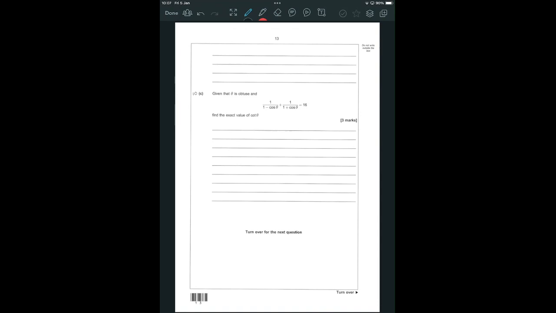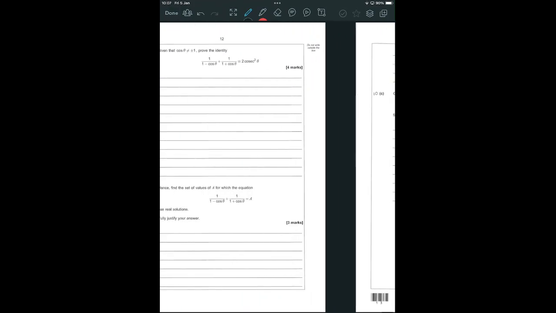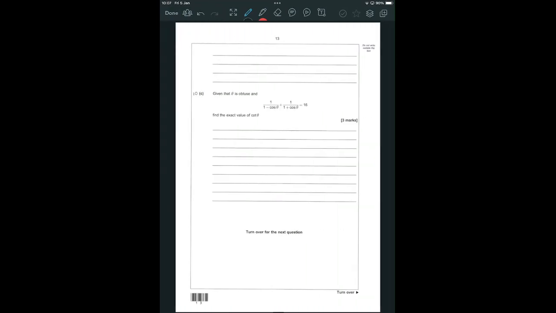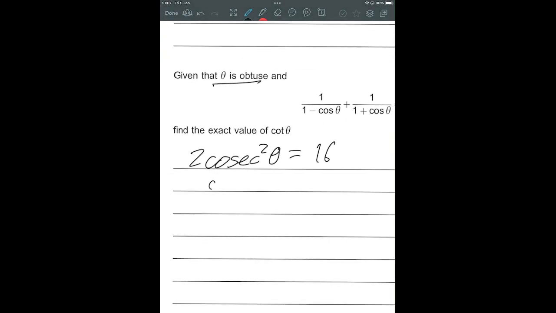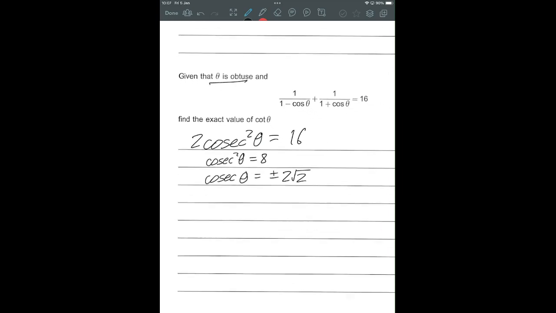Part C. Given that theta is obtuse, that's actually quite important there. That's going to determine the sine. Find the exact value of cot theta. Well, again, this is still the same question, so I'm still going to use the previous parts of the question, which was that double fraction is equal to 2 cosec squared. Well, that's telling me that cosec squared is 8, or cosec is plus or minus, that was a very unpleasant looking 2, plus or minus 2 root 2.